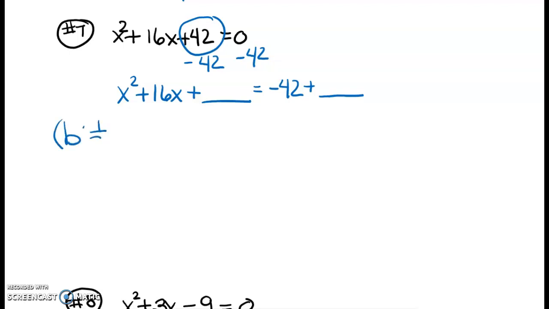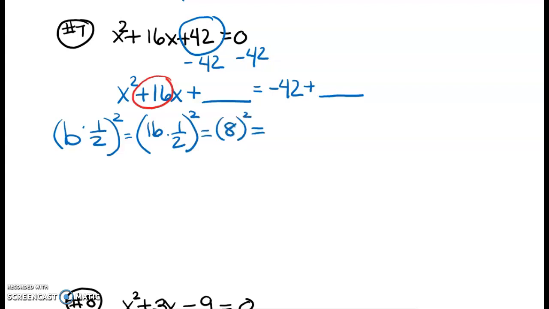We're going to multiply it by 1/2 and square it. Our b value is what is in front of our x. So we are going to set b equal to 16. And when I take 1/2 of 16, I get 8. And when I square 8, I get 64. I'm going to put 64 here on both of my lines.